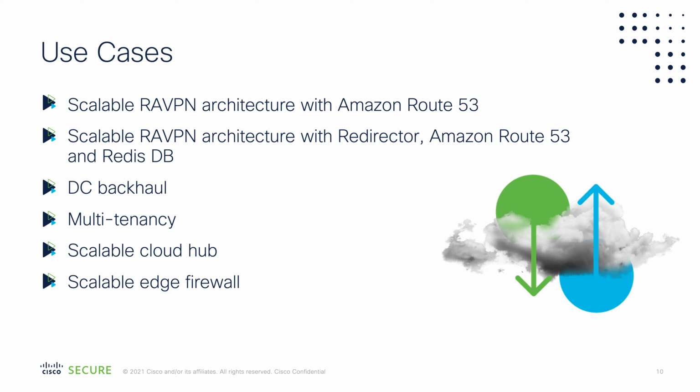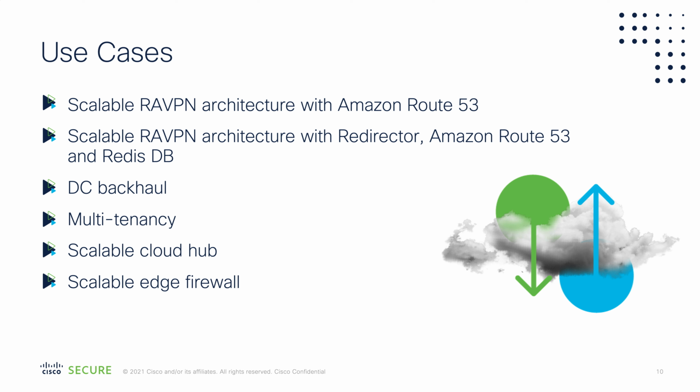Multi-tenancy aware scalable cloud hub. If you plan to move your VPN into the cloud, you can do that, and then you can connect your cloud environment to your data center, to your branches, your campus, and use scalable components of your cloud and offload your scalability and RAVPN into the cloud.